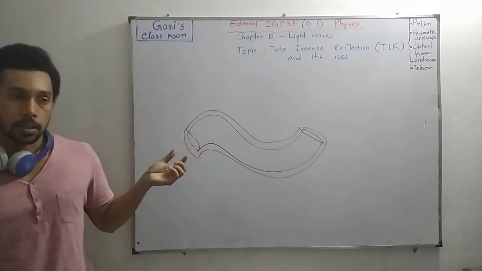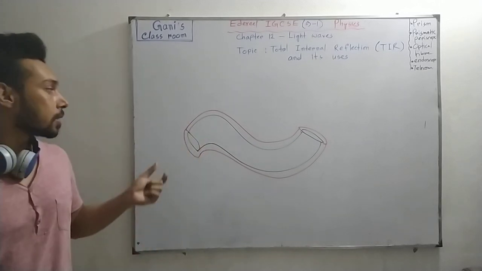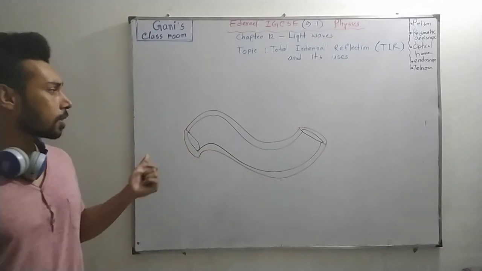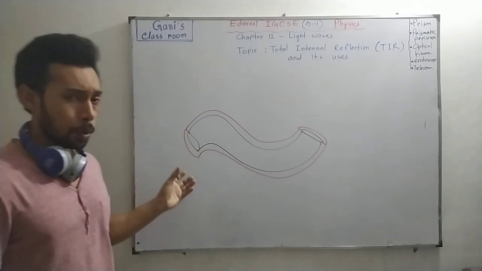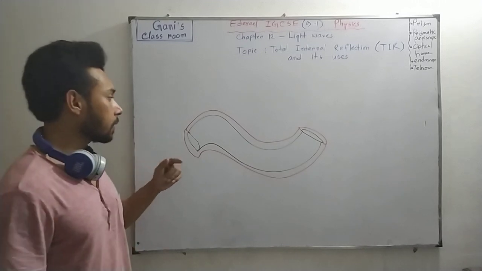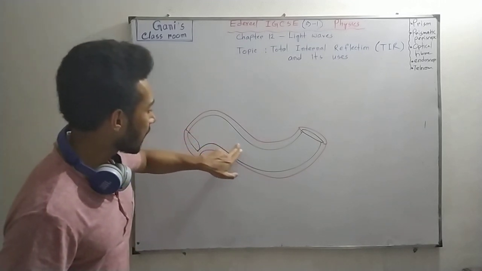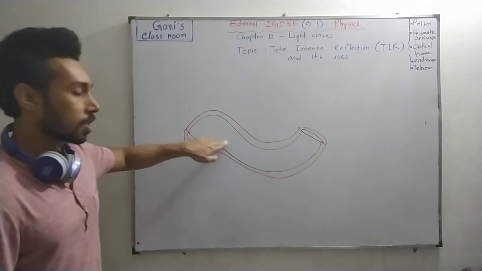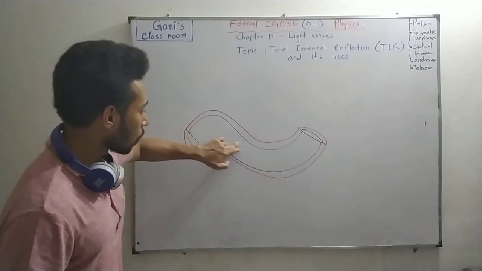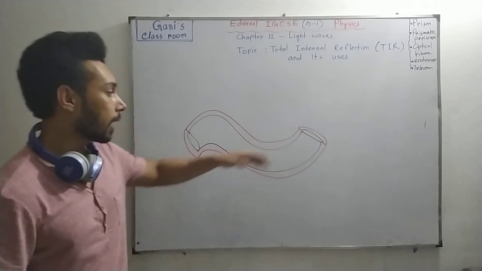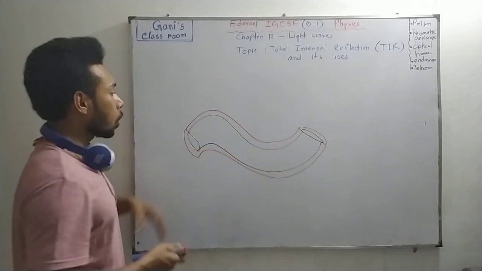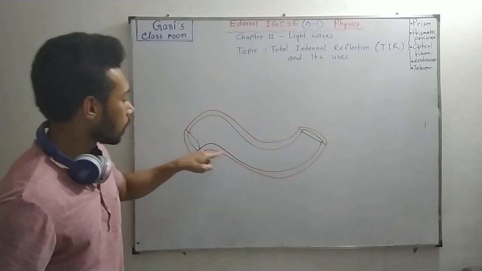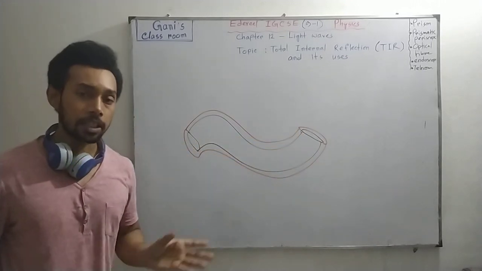An optical fiber is a thin glass tube, or we can say a thin glass fiber, composed of two glasses. This is called the inner core, which is made of optically more dense medium. And it has a coating called the outer cladding, that is made of optically less dense medium.